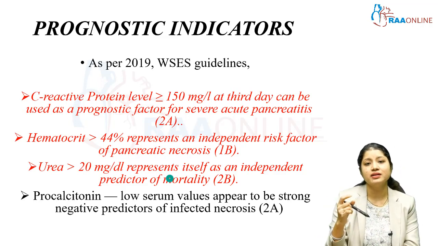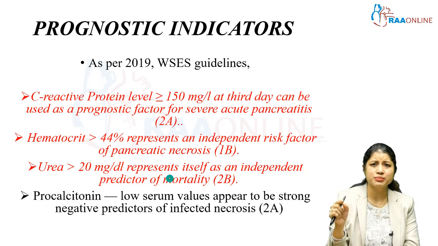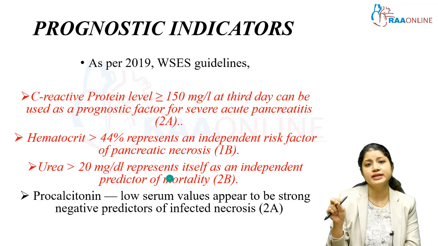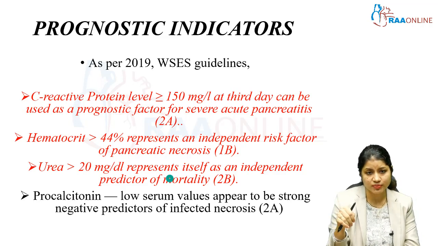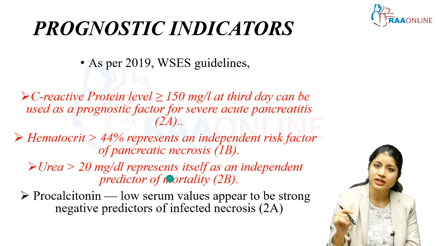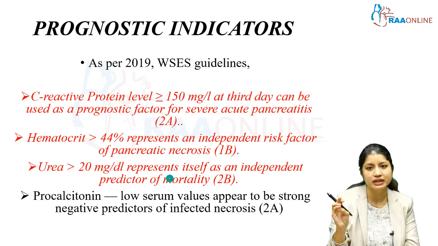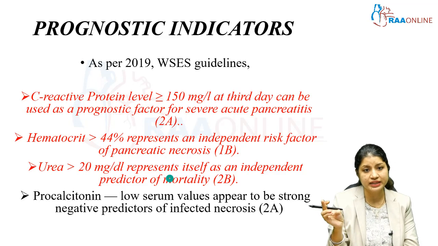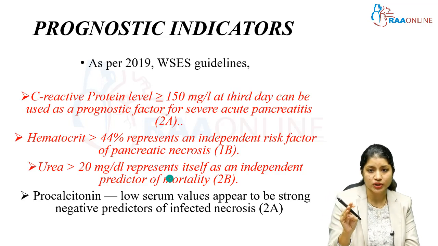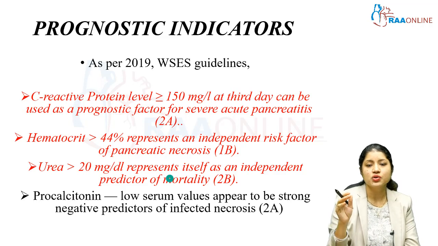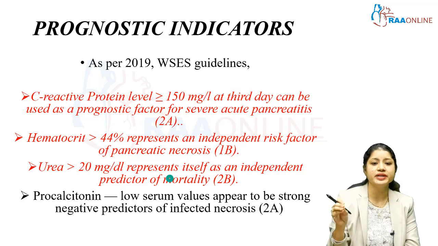Other than that, the World Society of Emergency Surgery guidelines also give us prognosticating indicators for acute pancreatitis. On admission, you can prognosticate if the CRP level is more than 150 milligram per dL, or on the third day, with a hematocrit of more than 44% and a urea of more than 20 milligram per dL. So all these things are independent predictors of mortality.